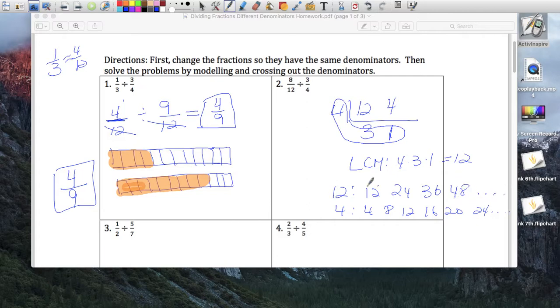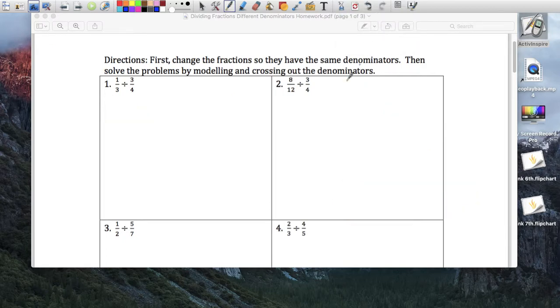But if you see something already, yes, we do, the smallest number that shows up in both lists is 12, so the LCM again is 12. So you can do the ladder method or you can list the multiples. So going back to this, we're going to change both fractions to 12. Right? We're going to find an equivalent fraction.